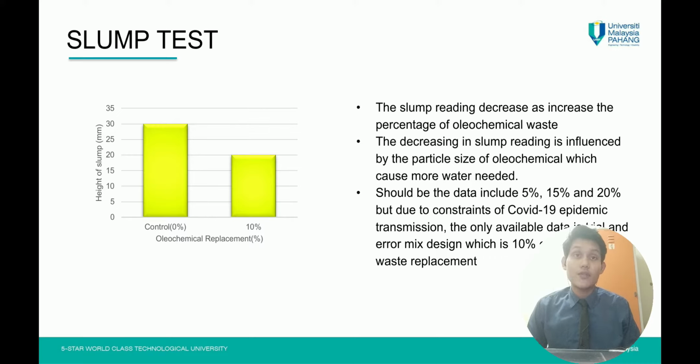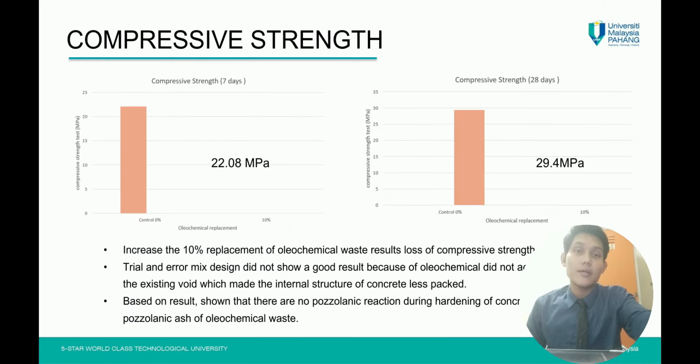The data should include 5%, 15%, and 20%, but due to the constraint of the COVID-19 epidemic, the only available data is the trial and error mix design, which is 10% of oleochemical waste replacement, and 0%, which is for the control. Same with the compressive and flexural, the only available data is the control, which is 0%, and the trial and error mix design, 10%.